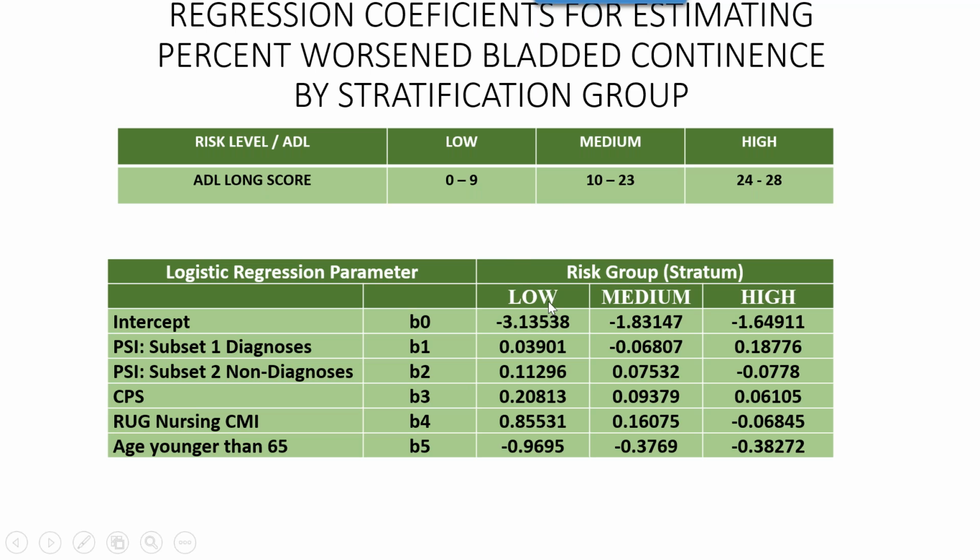Now that's for people in the low risk group of ADL. Then they look at the people in the medium group and they get the covariates to guess your score. You can see there are key differences. And for people in the high risk group, it's even more significant, these values will adjust your score up higher, saying you're more likely to have a worsened bladder incontinence.